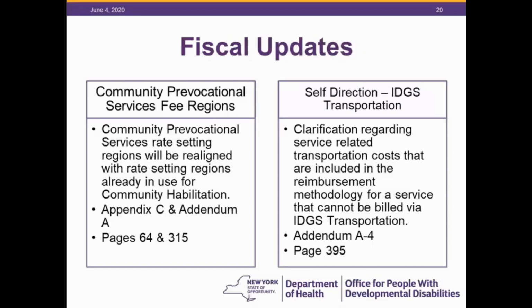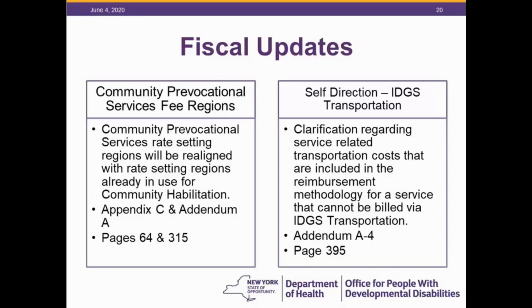One of those was Community HAB, which we aligned last year, and now we're realigning the community pre-voc services so that they align with the Department of Health regions as well. It becomes very confusing to explain to CMS and others why we have an OPWDD region, a rate region, a DOH region, all different regions. So we're trying, a little at a time, to align them all with the DOH region. And then the next one is self-direction.